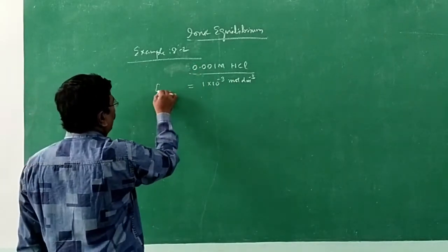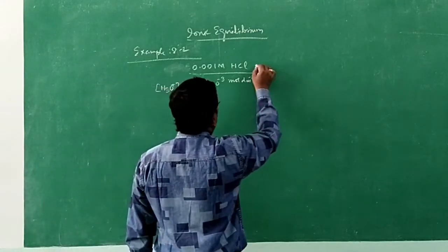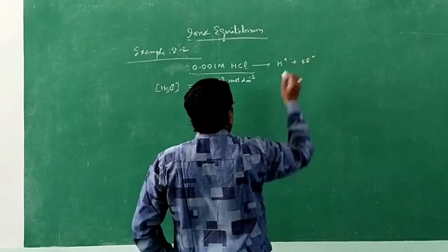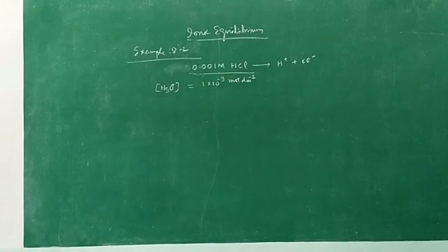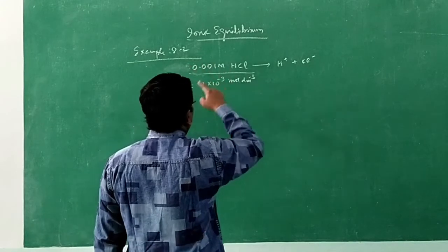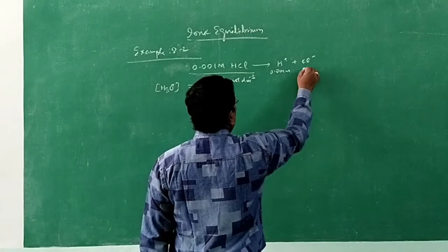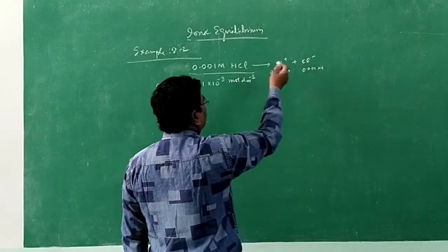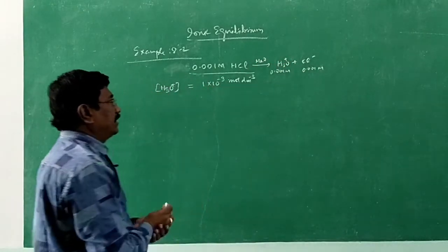So, the concentration of hydronium ions. It is a strong acid. It ionizes fully. If 1 mole gets ionized, you will be getting 1 mole of hydrogen ion and 1 mole of chloride ion. Since we have 0.001 molar HCl, it should give 0.001 molar hydrogen ion and 0.001 molar chloride ion. Of course, hydrogen ion exists in the form of hydronium ion. That also we know. So, hydronium ion concentration is equal to this much.